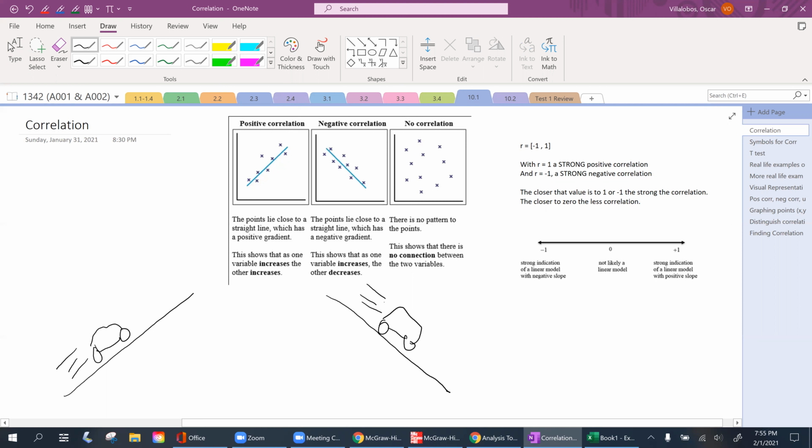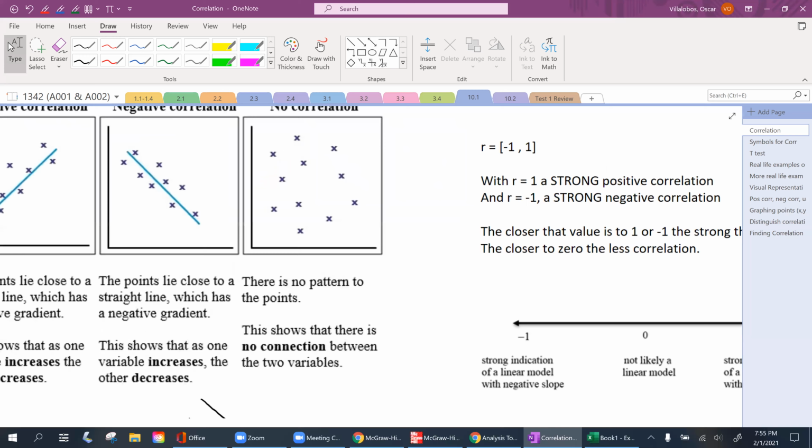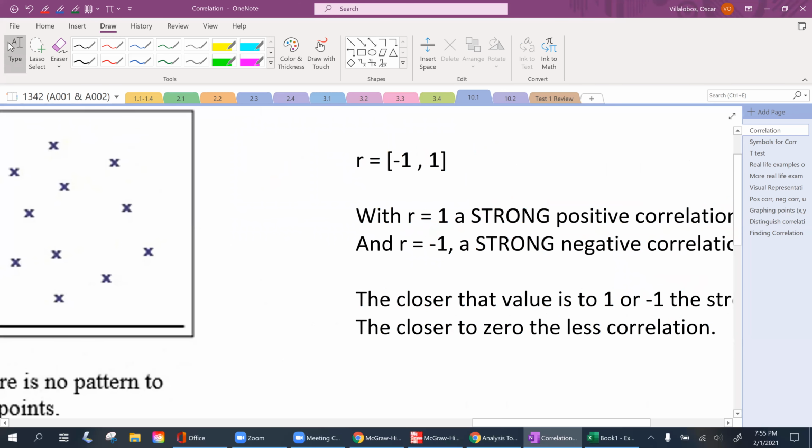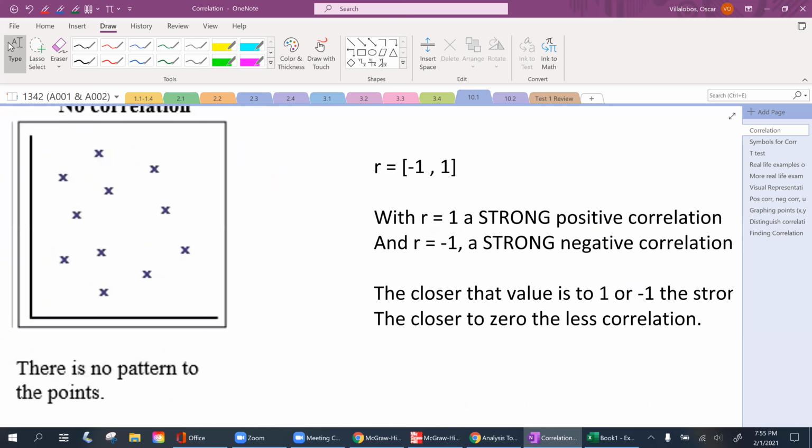And your R values, the correlation, instead of writing correlation the entire time, we're going to be using the letter R for samples. Our R values are only between -1 and 1. They can be -1 and they can be 1, but nothing more than that and nothing less than that. It can be 0 and that's fine.